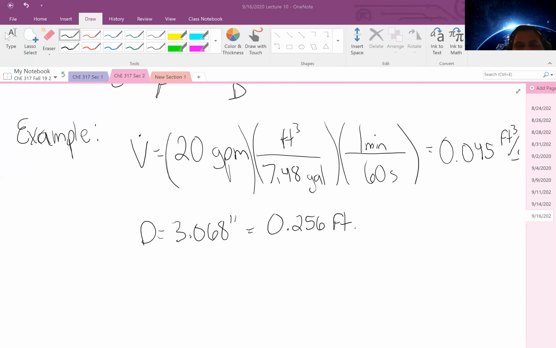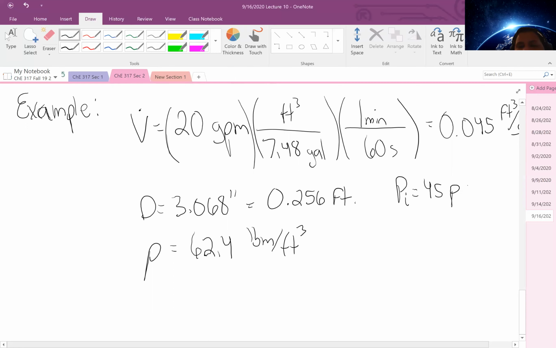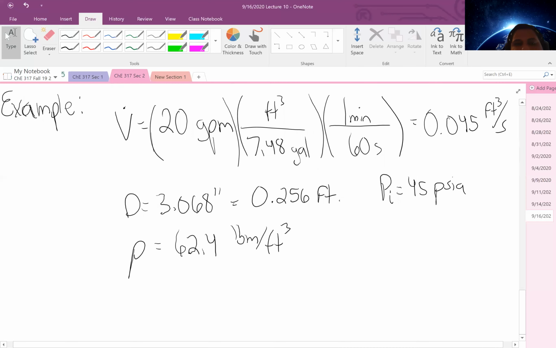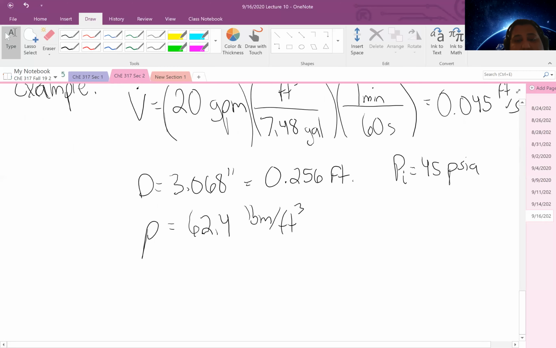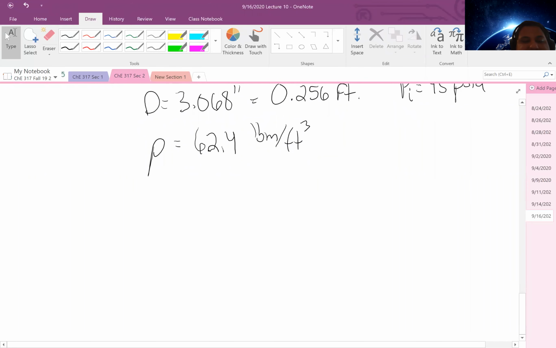We see that we're looking at water. So the density of our water, 62.4 pound mass per cubic foot. And it also specified that our inlet pressure is 45 psia. So in order to determine our expected pressure drop due to skin friction, we're going to need to know both the Reynolds number and our relative roughness value.